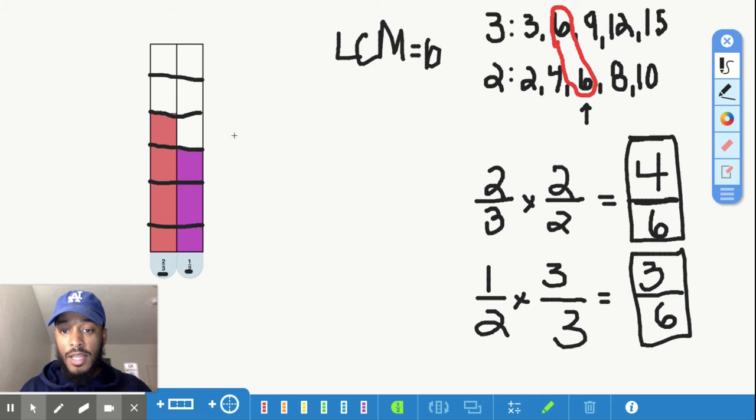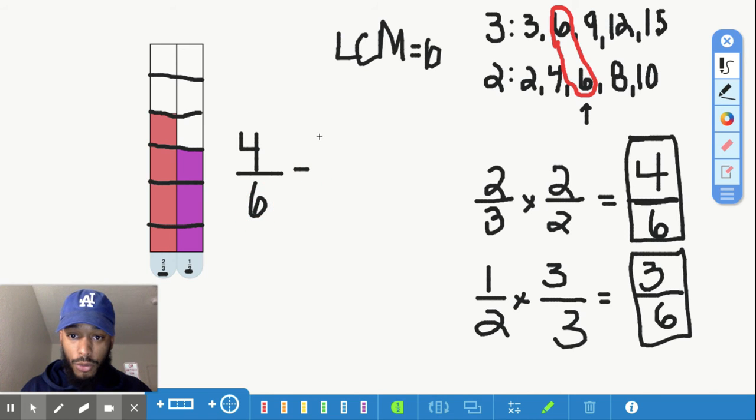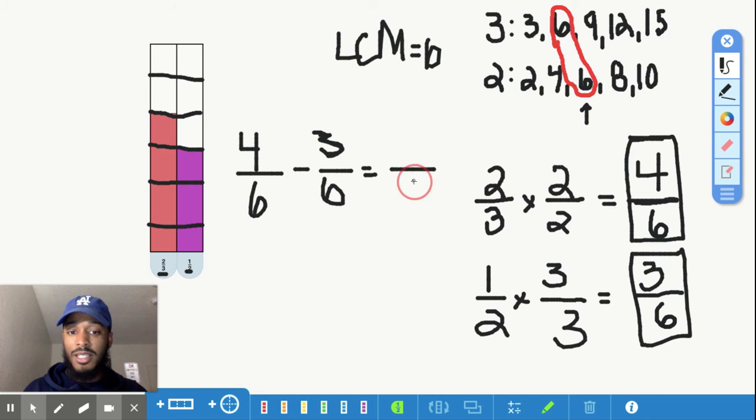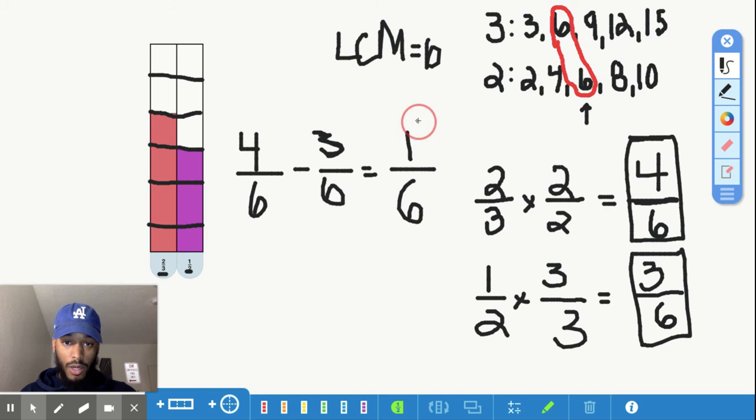We figured out that the question was a subtraction problem. Remember, we're subtracting fractions. So if I have 4 over 6 minus 3 over 6, what is that going to be? 4 over 6 minus 3 over 6. Remember, I have like denominators. So if I have like denominators, I know my denominator is going to stay at 6. So 4 minus 3 gives me 1/6.